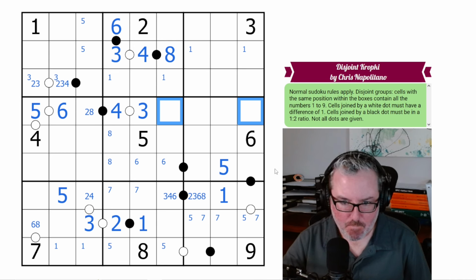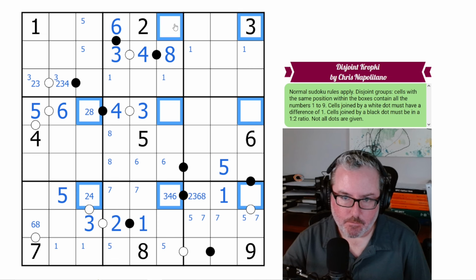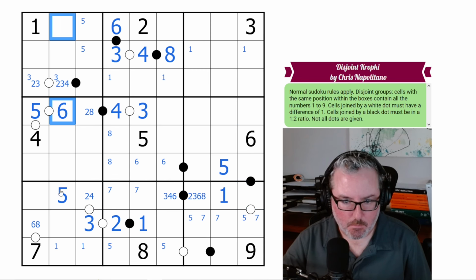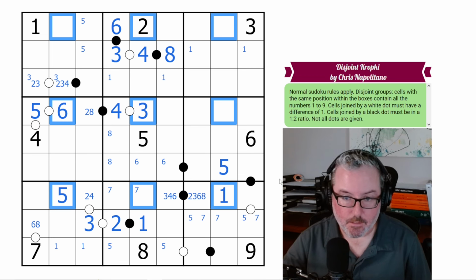Sadly, we again run into the situation where that doesn't give me quite enough information. Now, the 2 has more options on it, so it's not as good. So let's go here, maybe, because we do have a few of these digits that are given, because we've already got the 1, 2, 3, 5, and 6.